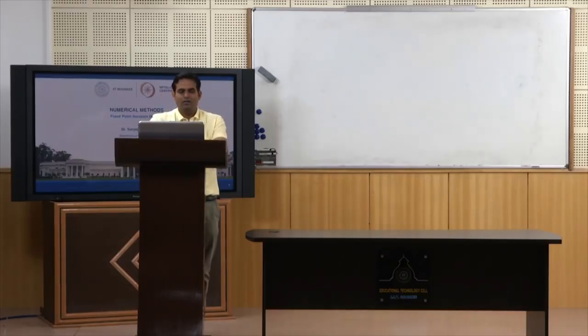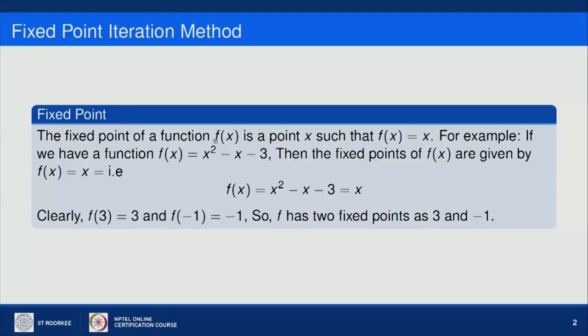First of all, what is a fixed point? The fixed point of a function f of x is a point x such that f of x equals x. For example, if we have the function f x equals x square minus x minus 3, then the fixed points of f are given by f x equals x, that is x square minus x minus 3 equals x. When we solve it, we can check that we have two fixed points, one is 3 and another is minus 1, because f of 3 is 9 minus 3 minus 3, which is 3, and f of minus 1 comes out as minus 1.